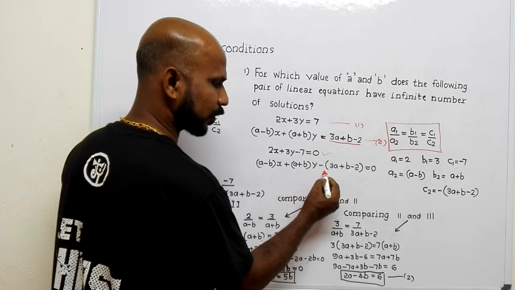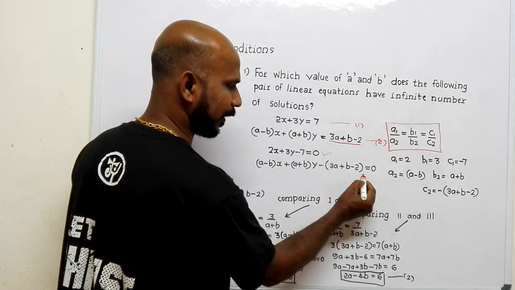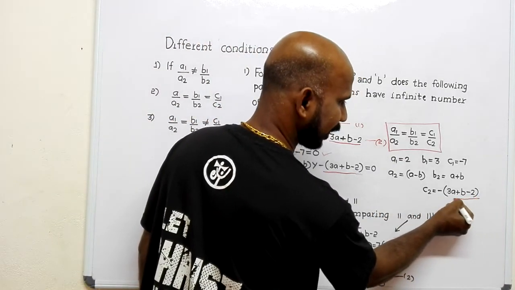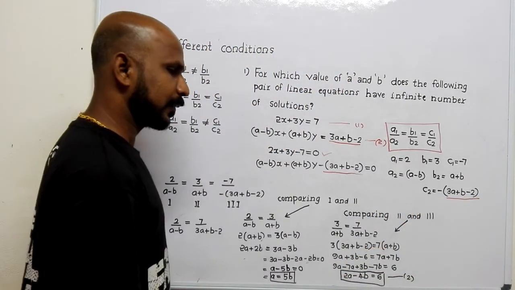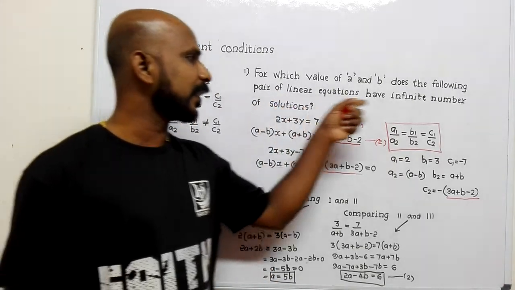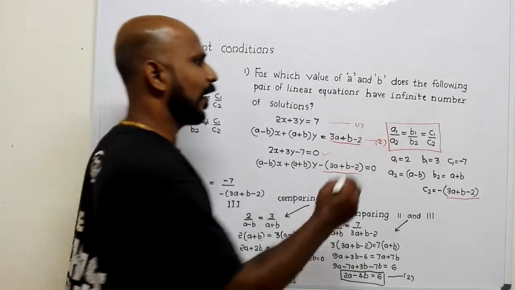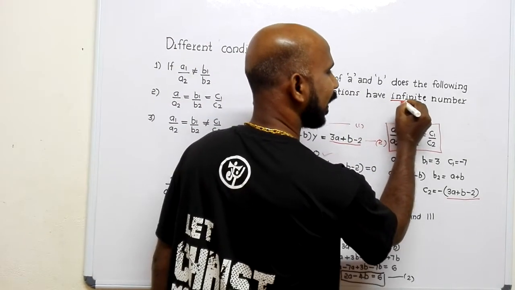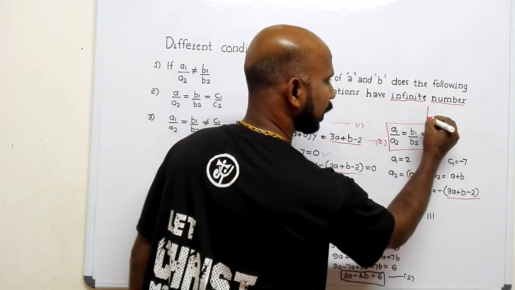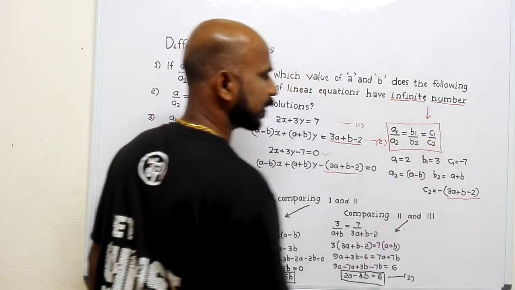And C1 equal to this, totally including sign, should be coming under C. C should be including the negative sign, that is C. Okay. Then we are going to apply the condition. What is the condition? It always says that it has infinite number of solutions. What is the concept behind this one? Infinite number of solutions. That is A1 by A2 equal to B1 by B2 equal to C1 by C2.